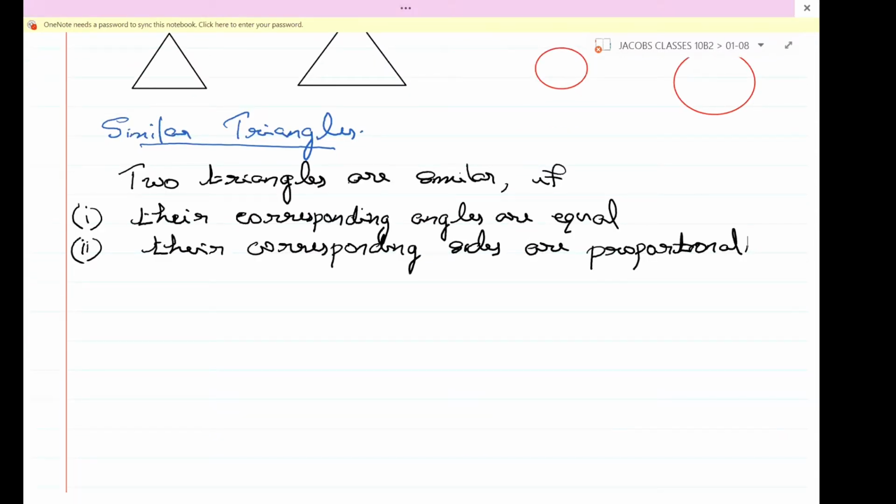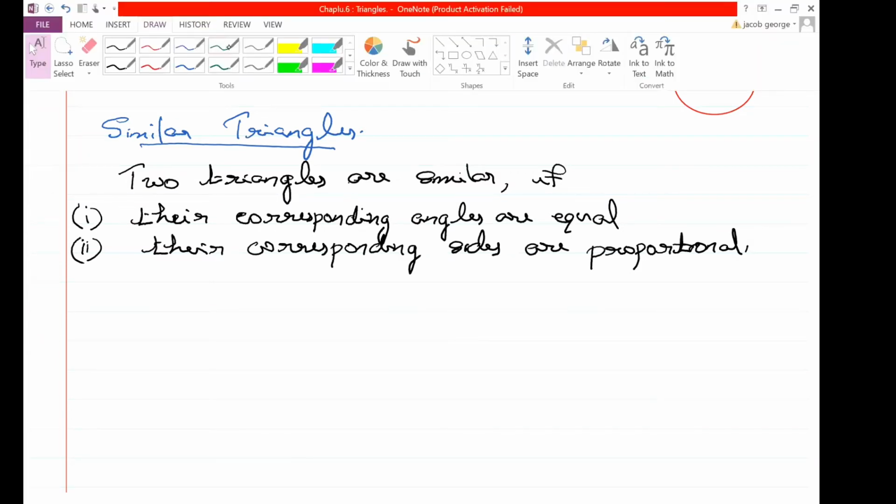Sir, if we say the corresponding sides are proportional, can we say it's congruent? No. For congruency, corresponding sides should be equal. Only if the corresponding sides are equal, then they are called congruent. Yes. If the corresponding sides are equal, then the two triangles are congruent. Okay, did you get the meaning of proportional and congruent? Proportional means they are in the same ratio only, not necessarily equal.